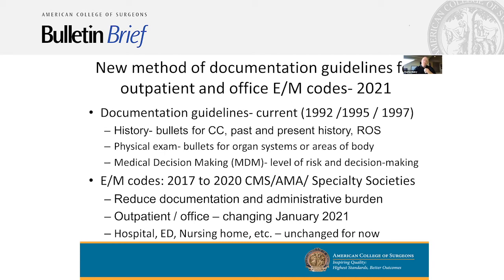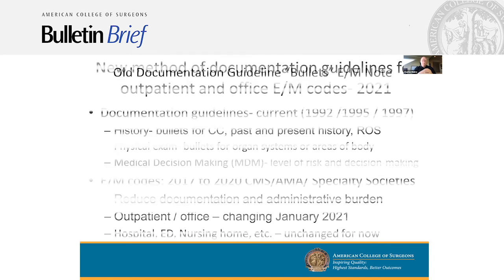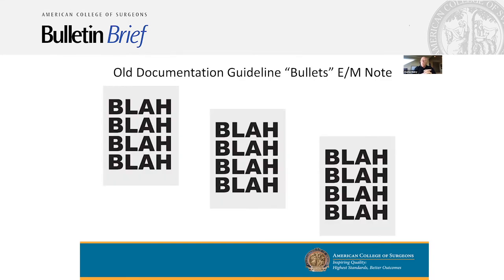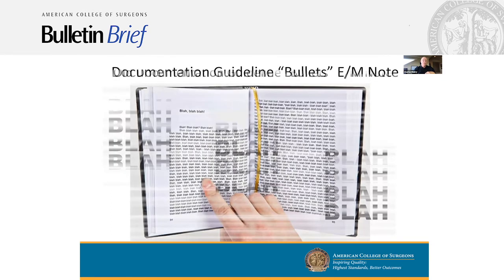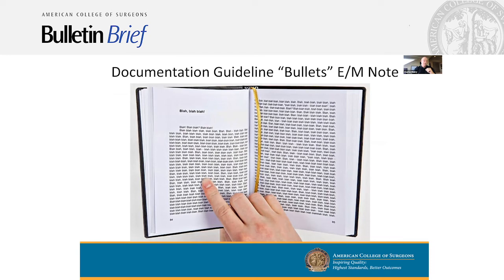Now let's go back to the bullets for a second. These are the typical notes you see in the charts. EMRs have made this even worse, but it's just blah, blah, blah, blah, most of which you don't really read. You go to the very end to see what the physician or surgeon said was wrong with the patient and what they need to do. For upper level coding, people have even gone to doing blah, blah, blah for the book level, and it's just pages of stuff. So this is what caused the new guidelines to come into effect.